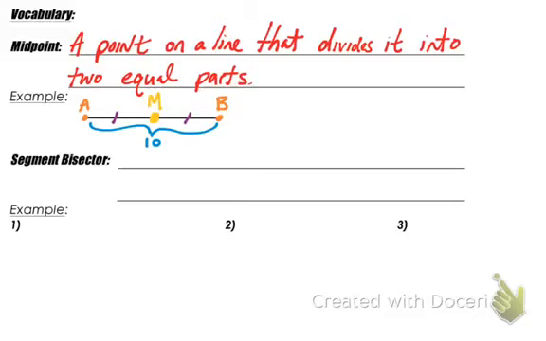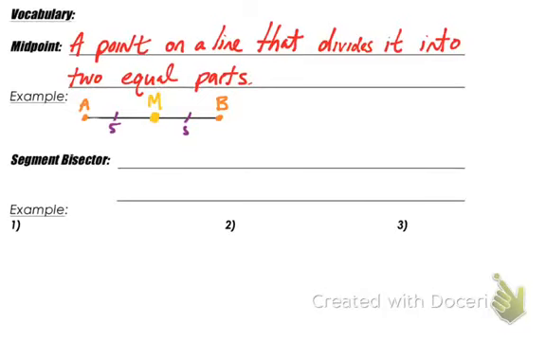Those two purple tick marks represent that these two segments AM and MB are congruent, which means that they're the same length. So if the whole segment is 10 and we put a midpoint right in the middle, then we have two congruent segments or two congruent parts. So if these are two congruent lengths, AM and MB, what do you think the lengths are? That's right, 5. Good work.